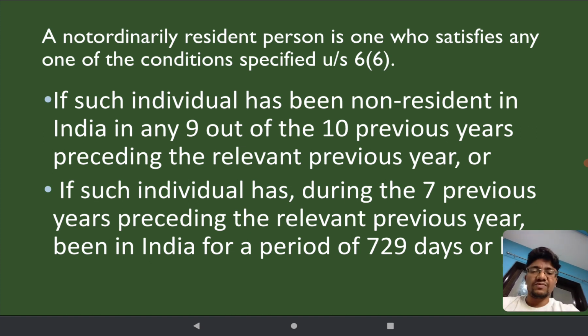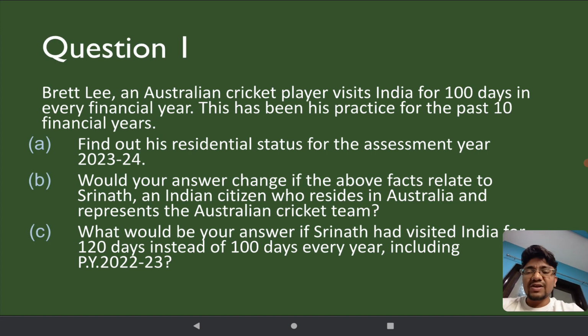Or if this condition is not satisfied, then we check for another condition, which says check for the last 7 previous years if the person has stayed in India for a period of 730 days or not. If 730, then resident. If just 729, then not an ordinary resident. Resident is there, but ordinary or not ordinary, that is what we are trying to check. Simple enough.